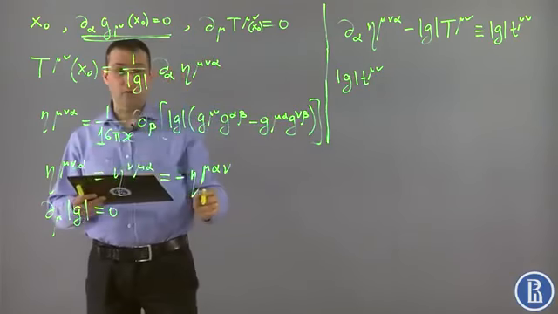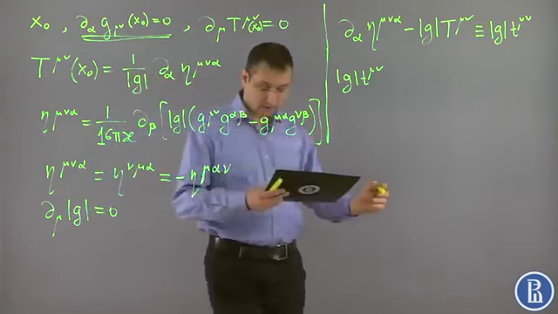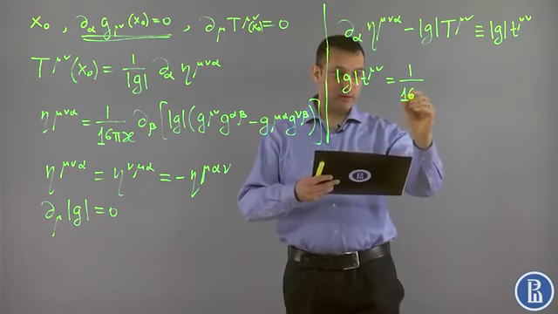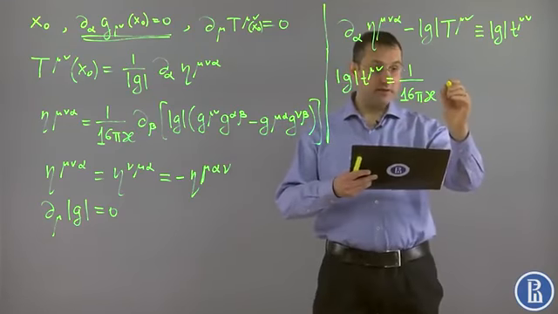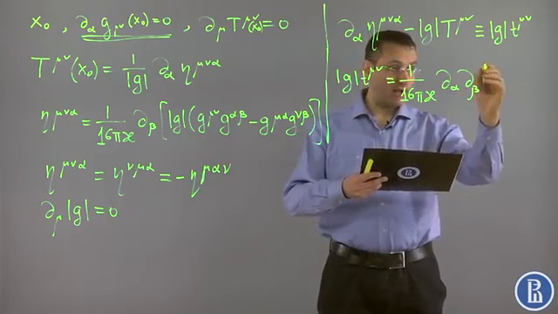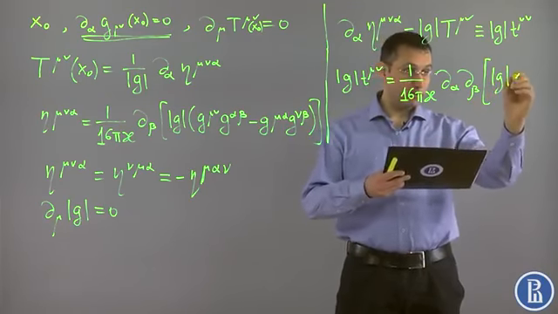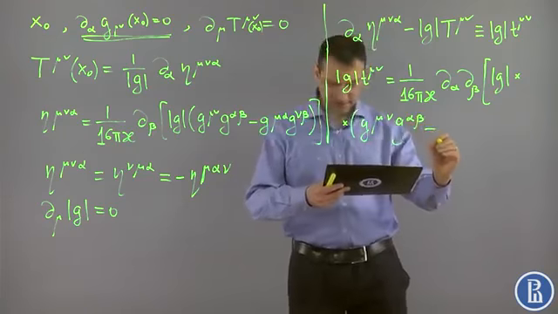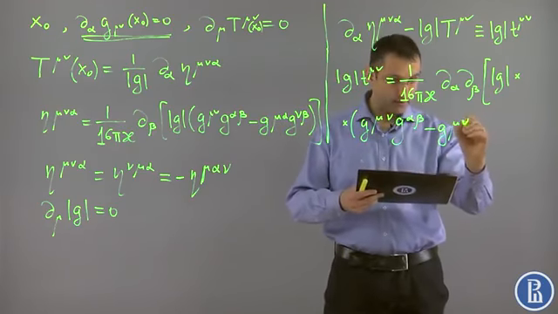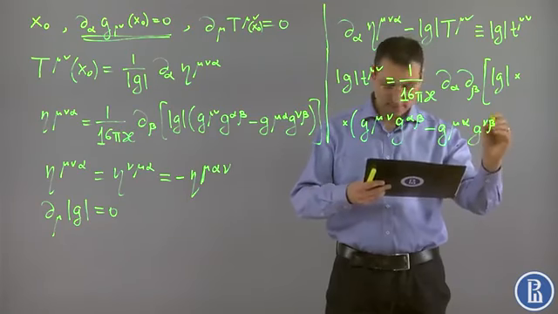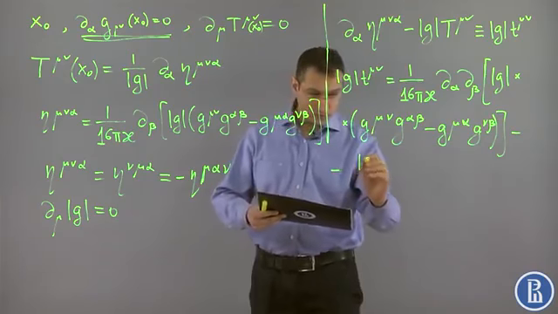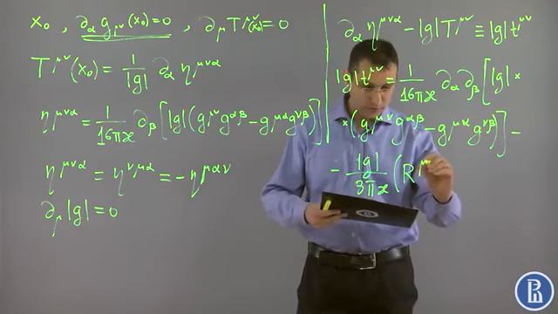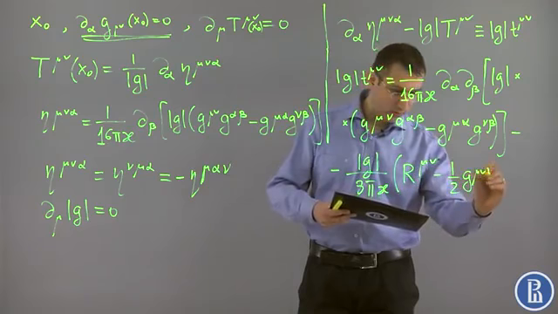the difference between what follows from here and Einstein equations. Let me see what happens. It's 1/(16πκ) d_α d_β acting on |g| (g^{μν} g^{αβ} − g^{μα} g^{νβ}) minus |g| 8πκ (R^{μν} − 1/2 g^{μν} R).